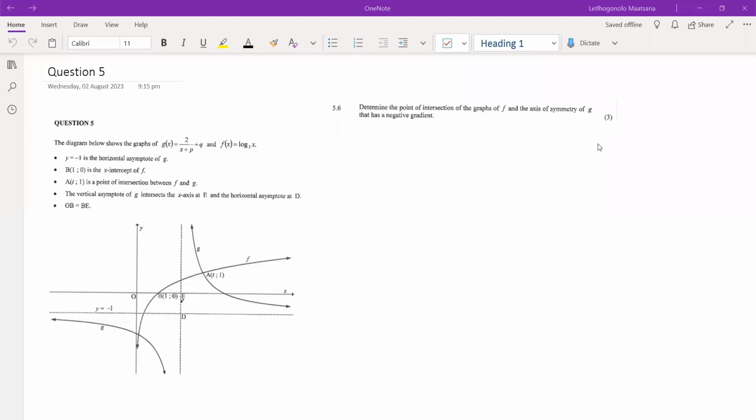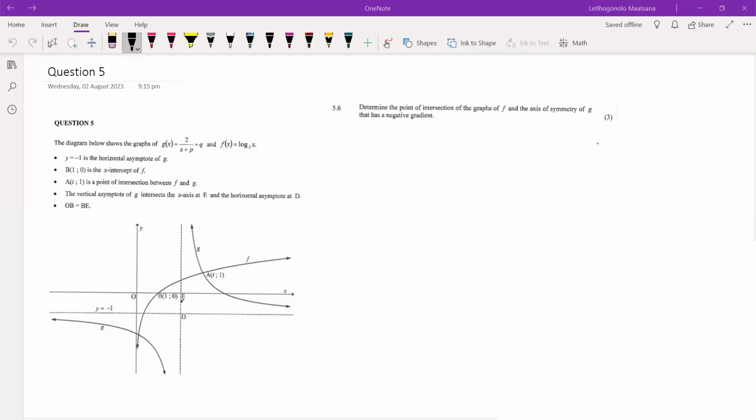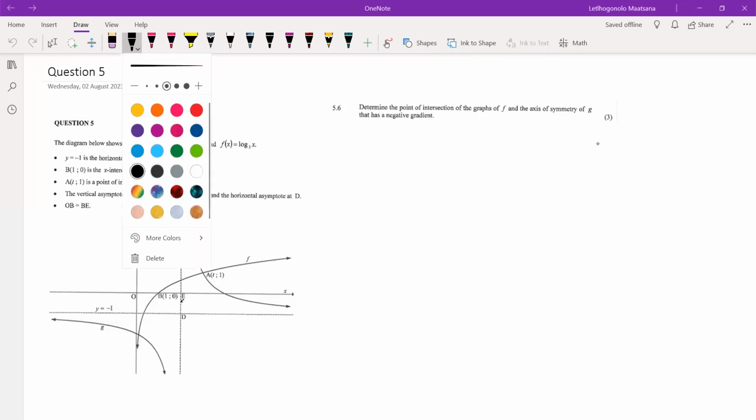Question 5.6 wants us to determine the point of intersection of the graph f and the x-axis of symmetry of g that has a negative gradient. If you look at your answer sheet, there are two ways of doing it, and in both ways they have used words instead of maths, or let's say numbers, in most of them. So I'm just going to explain to you what they are saying in those words, and we will go through both the solutions.